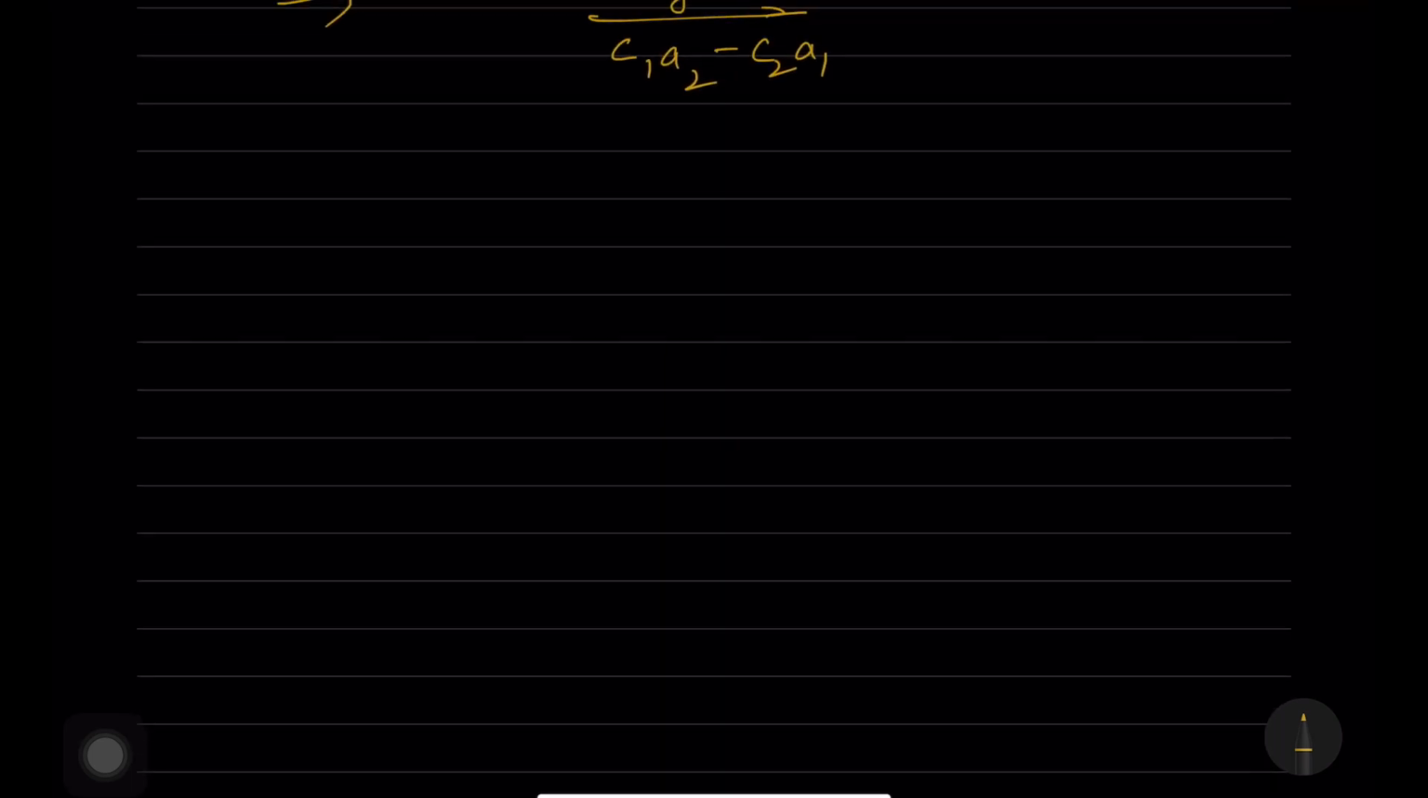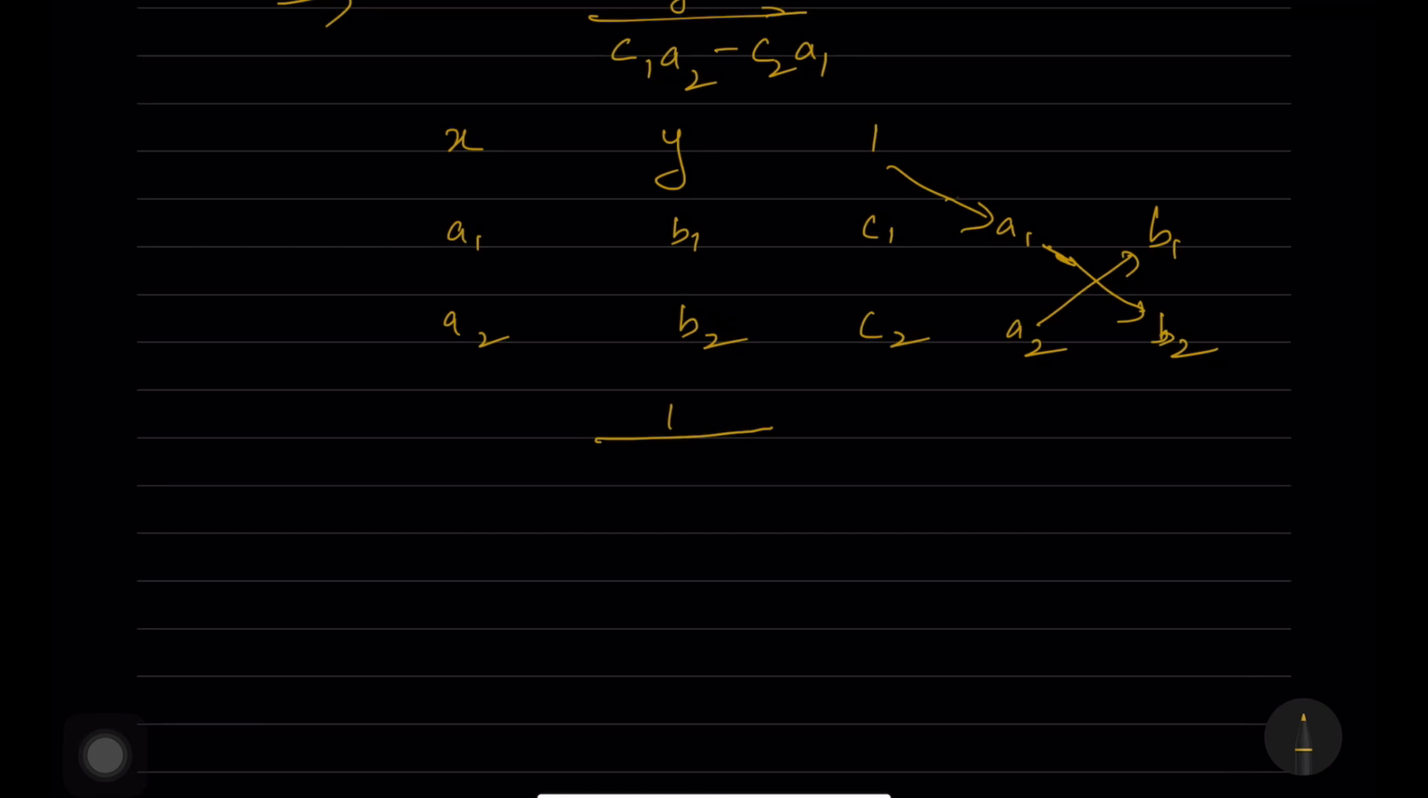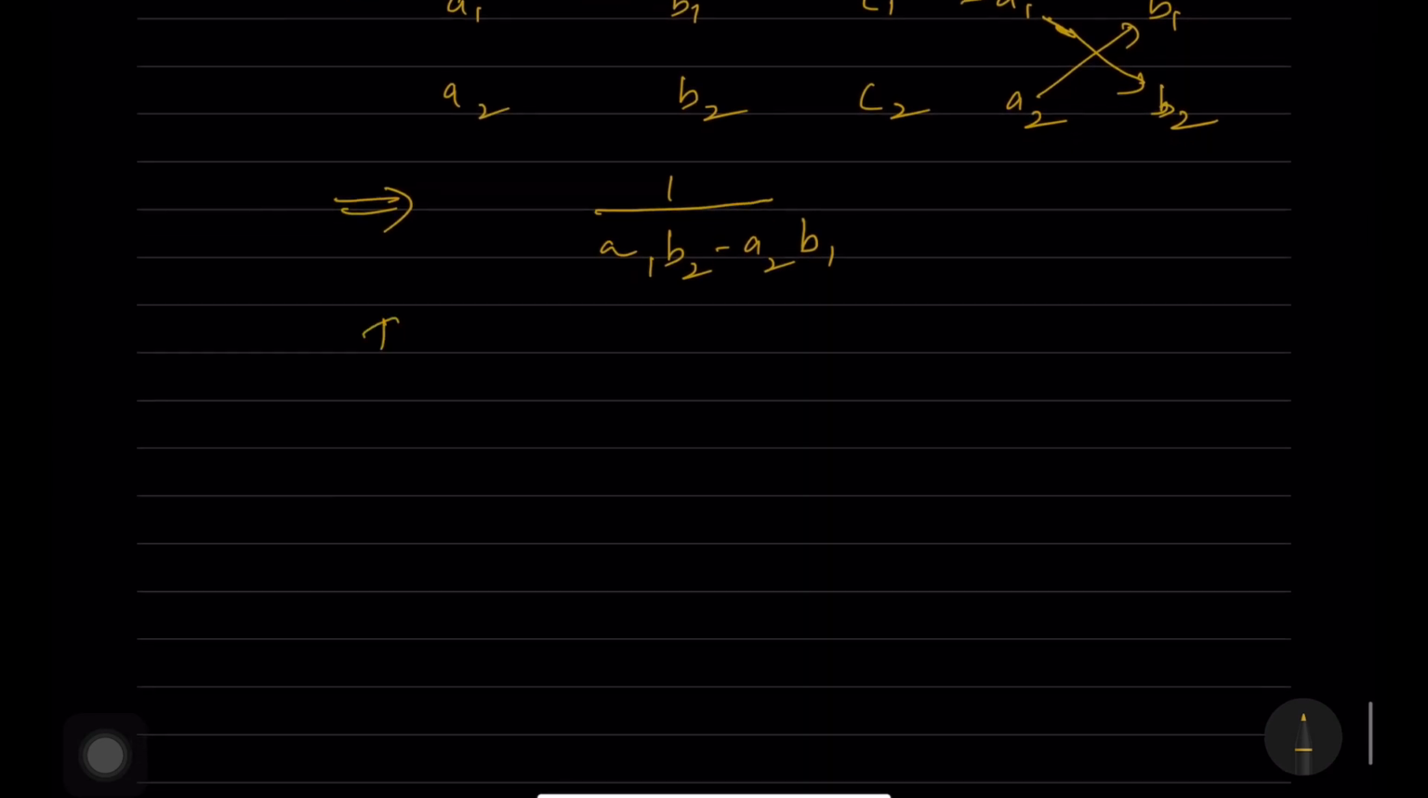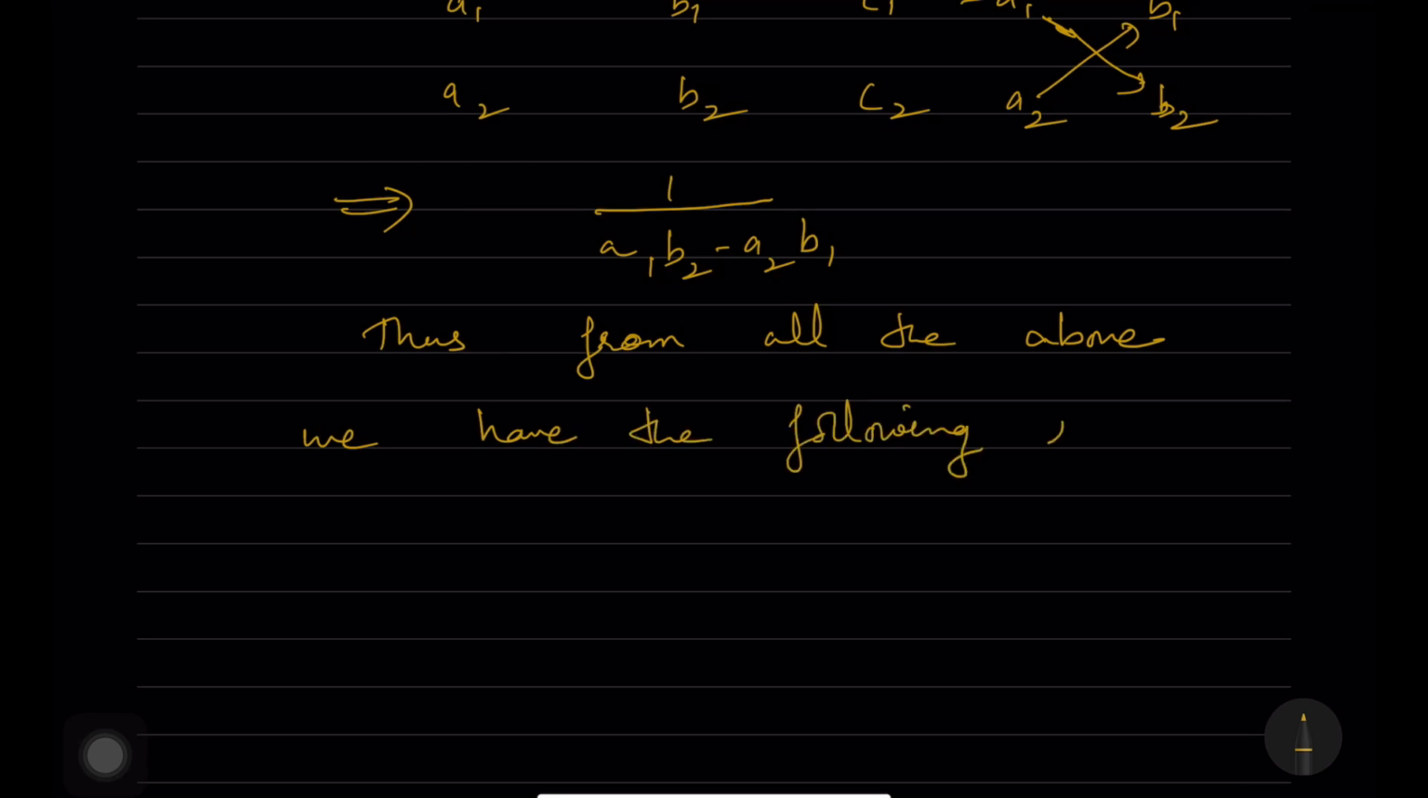In the similar manner we get the 1 part also. So how do we write? Again we write the same thing, x, y and 1, a1 a2 b1 b2 c1 c2, a1 a2 b1 b2. Now we write it as 1 by a1 b2 minus a2 b1. So now we equate all the three relations above.